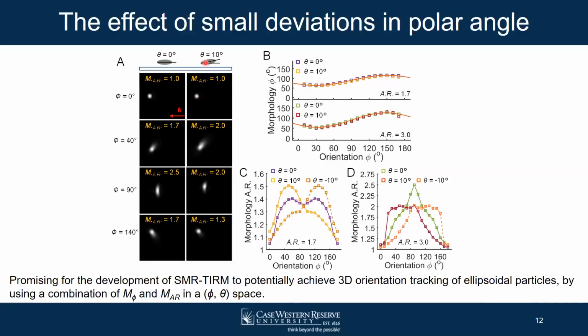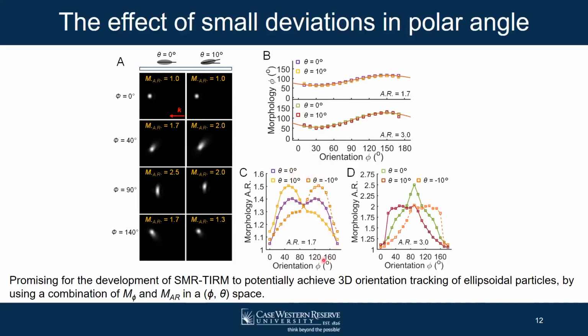And then if we generate more simulated images over a wider range of azimuthal angles, those data are shown here, where the morphology aspect ratio is shown on the y-axis as a function of the polar angle. And we can see immediately that there's really extreme sensitivity of the morphology aspect ratio in response to really small changes of the polar angle. So 0, -10, and 10 degrees. So it's a range of 20 degrees in the polar angle. And we're seeing very large changes in this morphology aspect ratio.